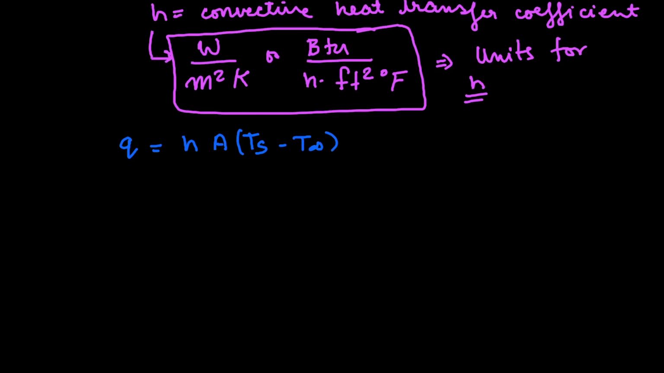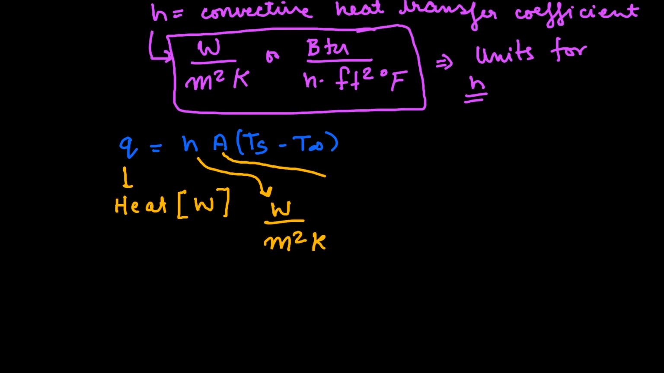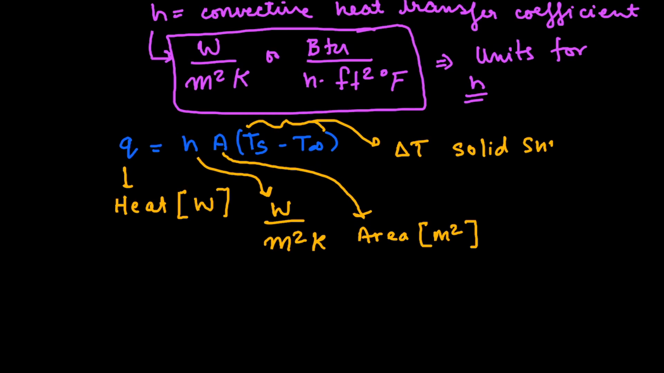So to recap the whole idea of the formula, we got Q equals h A (Ts minus T infinity). Q is the heat in watts. h is the convective heat transfer coefficient in watts per meter squared K. And area is in meters squared. And this is the temperature difference between the solid surface and the fluid that's moving through. Moving fluid. Yeah, so that is all for convection.